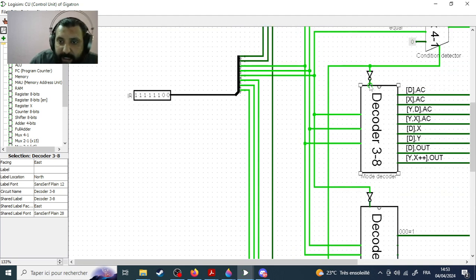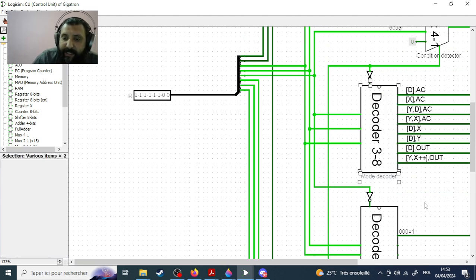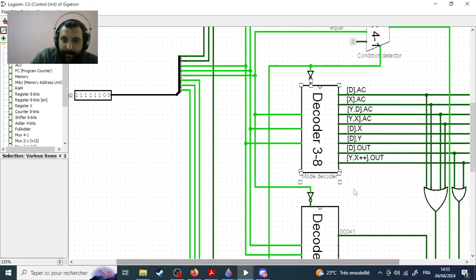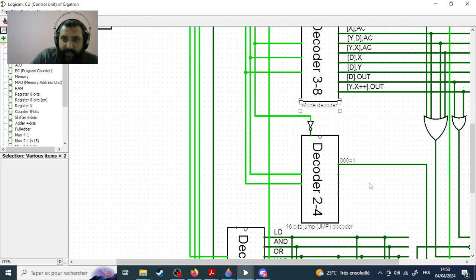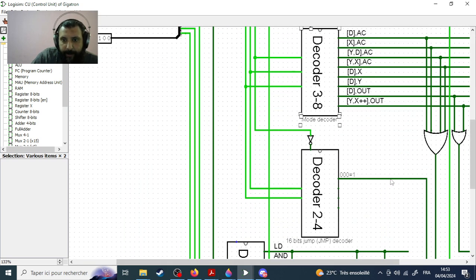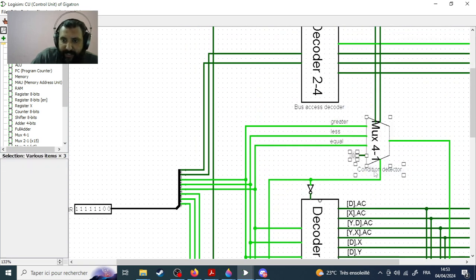You can see this one is deactivated by the enable entry. Enable is zero. That means that this one is deactivated, and you can see that there is no output here. All the lines are off. But this one, sorry, not this one. This one, the multiplexer, is activated.